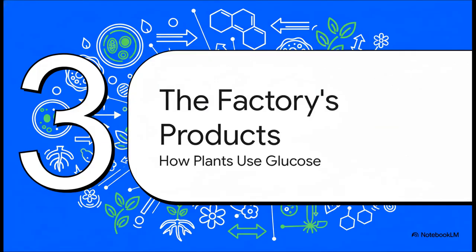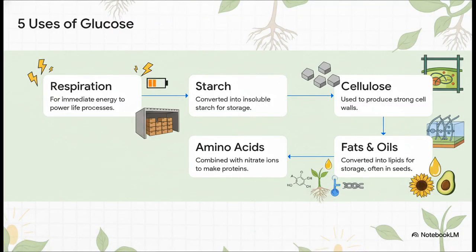So our little plant factory has been working hard making its main product, glucose. Awesome. But what happens to it now? It doesn't just sit there. The plant uses this amazing sugar in 5 really important ways. This slide right here is pure revision gold.